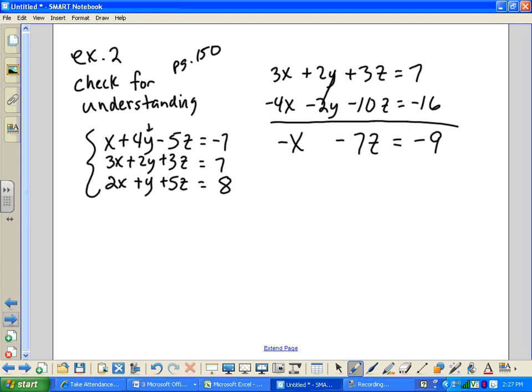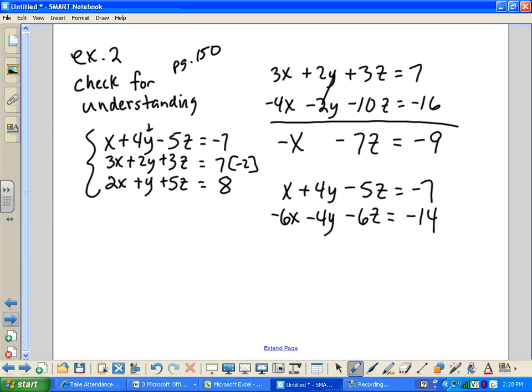Okay, so let's show that I'm going to multiply this one by -2. Okay, and I'll recopy the first one. So we've got x plus 4y minus 5z equals -7. And then the second one by -2. So this will give me -6x minus 4y minus 6z equals -14. So the y's are going to eliminate. This is going to give me -5x, and then minus 11z equals -21. And so now I've got a 2 by 2 system. I went from a 3 by 3 to a 2 by 2.